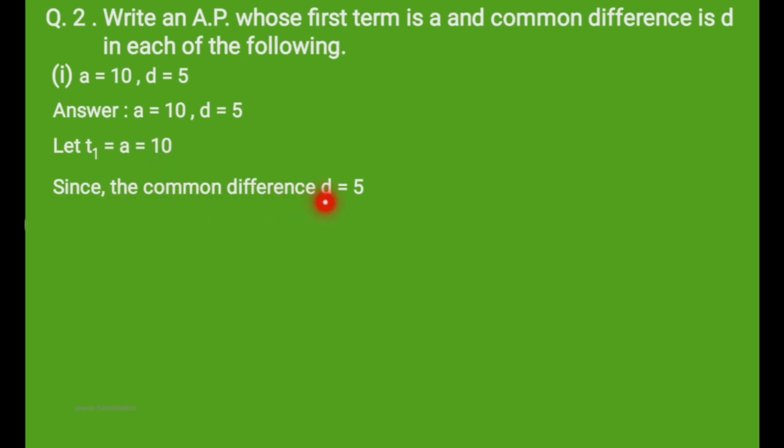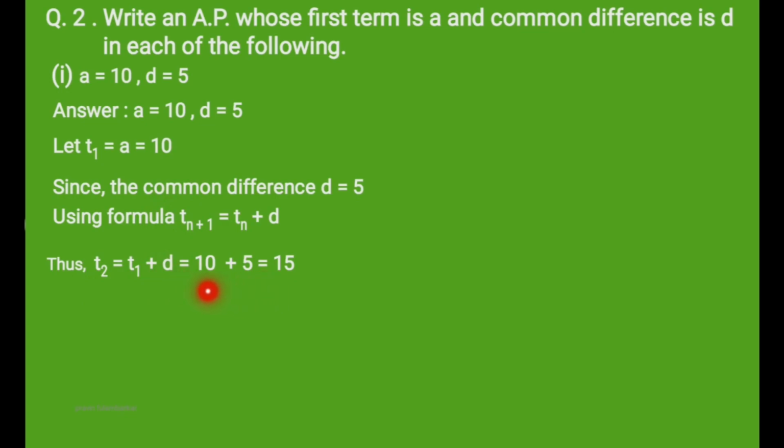Since the common difference d equals to 5 which is given, so we use the formula Tn plus 1 equals to Tn plus d for finding the next value. So when we replace this n by 1, here we get 1 plus 1 2. So T2 equals to T1 plus d. So we write here T2 is equals to T1 plus d. Value of T1 is 10 and value of D is 5. So we get 10 plus 5 equals to 15.